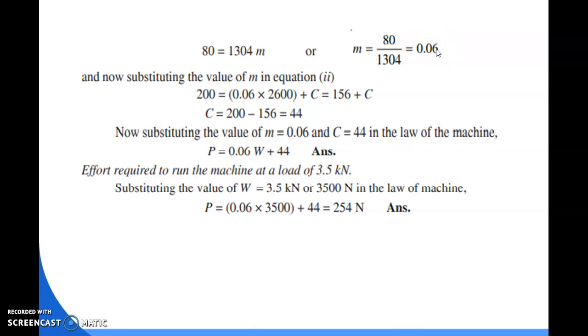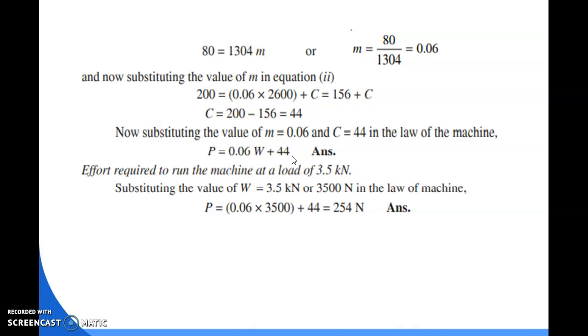Now we can substitute the value of M in equation 2. By putting the value of M in equation 2, we can find the value of C, which is equal to 44. Now we got the value of M equal to 0.06 and C equal to 44. So now we can write the law of the machine as P = 0.06 W + 44.